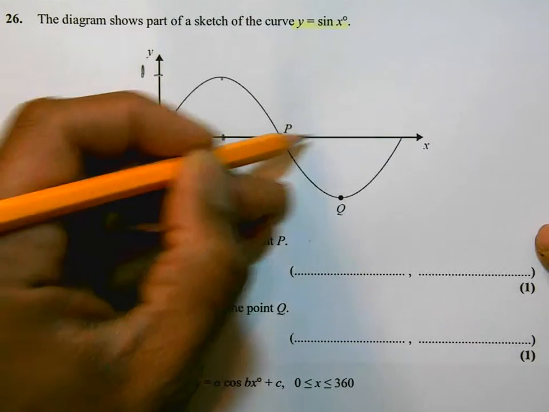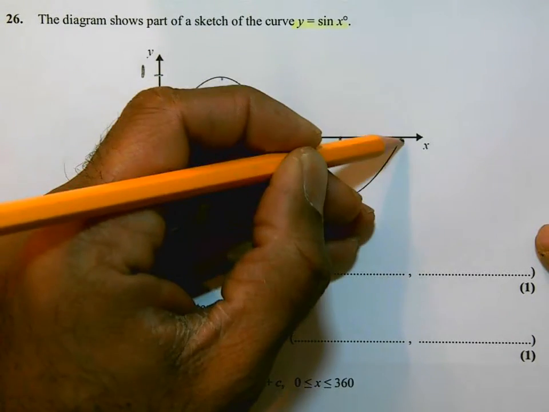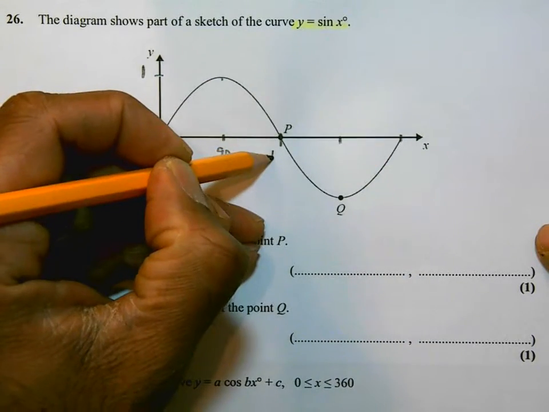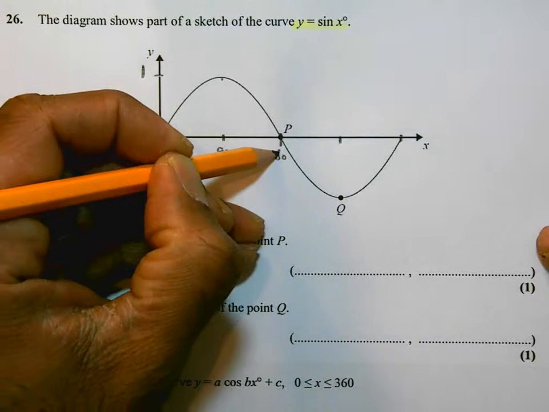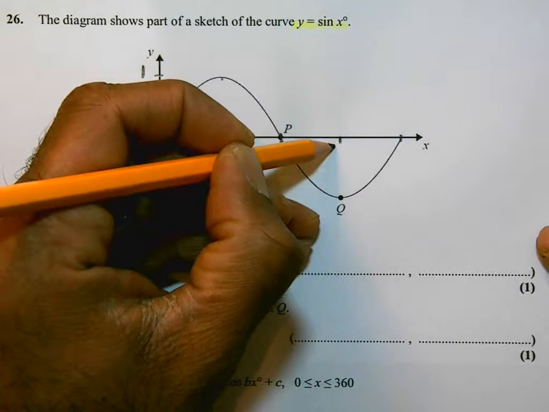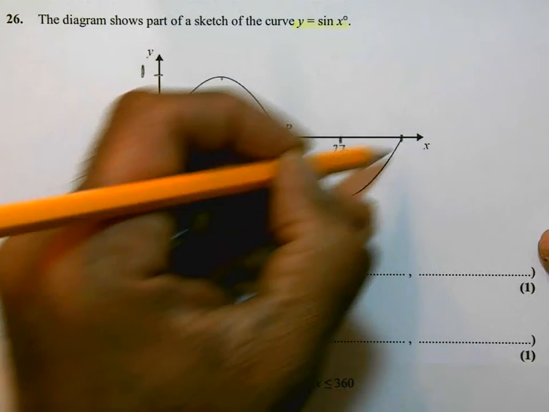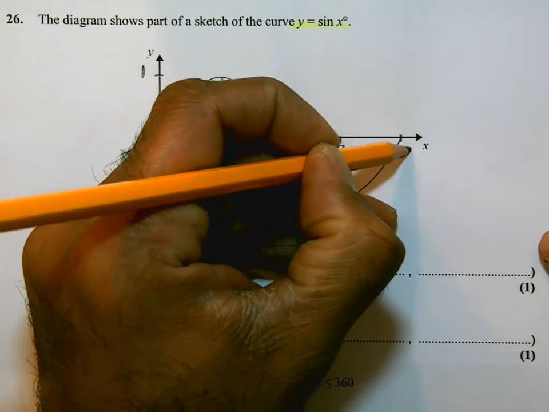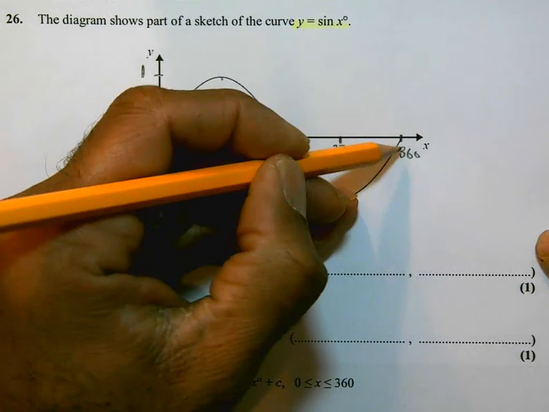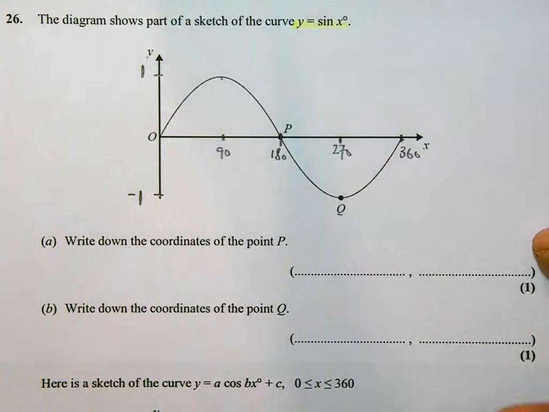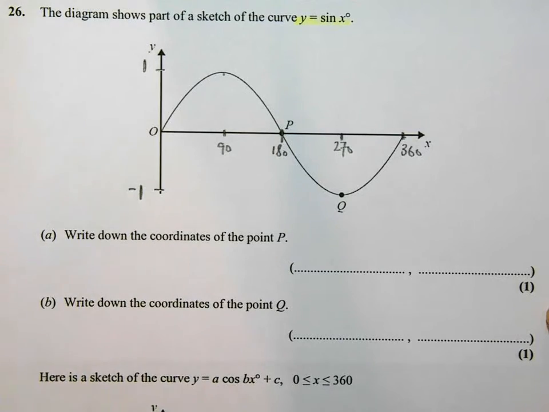And then it goes up in sections of 90 all the way to the end. Sine of 180 is 0. Sine of 270, so if I move up 90, that gives me -1, and then sine of 360 is 0. So now for part A and B, I just need to read off the graph along the corridor, up the stairs, and write in my answers.